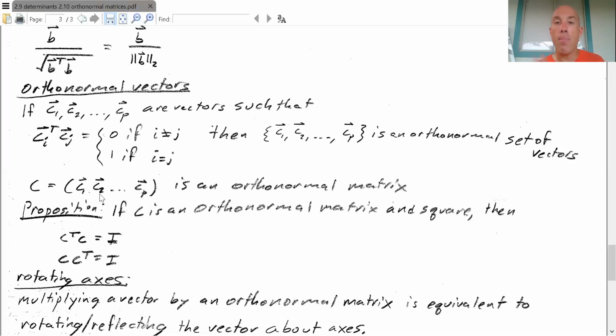Now, if I take a bunch of orthonormal vectors and slap them together into a matrix, that's called an orthonormal matrix. So, a proposition: if C is an orthonormal matrix and square, then C transpose C is the identity matrix, and C times C transpose is also the identity matrix. So it works out that if C is orthonormal, then C transpose is also orthonormal. The best example of these are the permutation matrices.